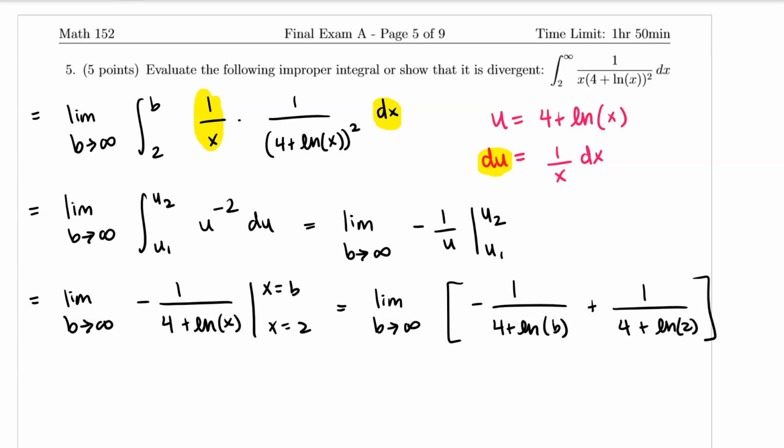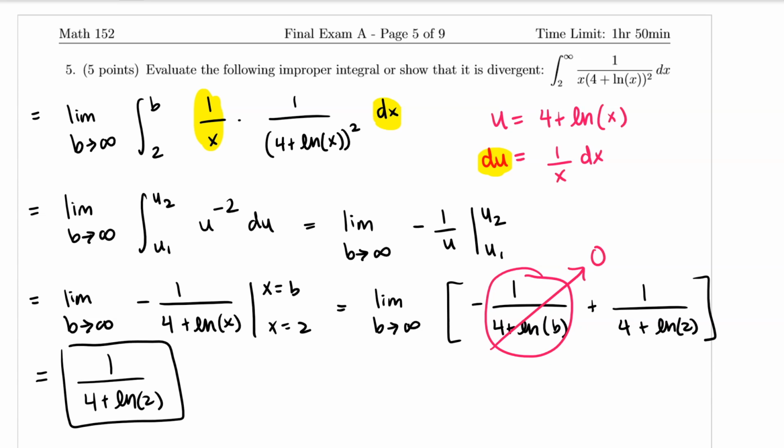All right, so I went ahead and plugged in my limits of integration, and what's going to happen as b goes off to infinity, the denominator of this first fraction is going to get infinitely large, and this entire thing will go off to 0. So this is going to end up equaling 1 over 4 plus the natural log of 2, which ultimately means that our original improper integral is convergent.